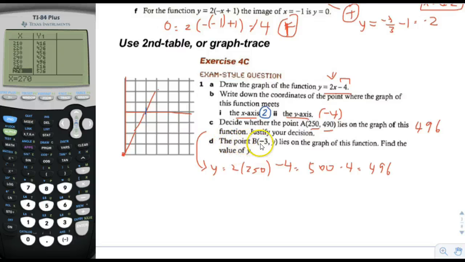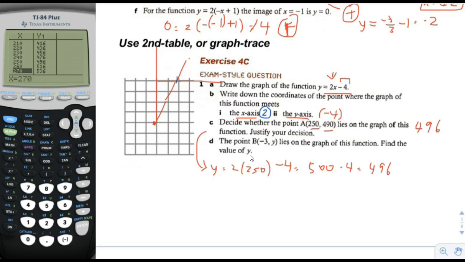D. The point B, negative 3 comma y, lies on the graph of this function. Find the value of y. Okay. So there's a couple ways to do this. One is using the graph. If we use the graph, let's adjust the graph so that we can see x equals negative 3. We're going to move the graph so that it's about here.